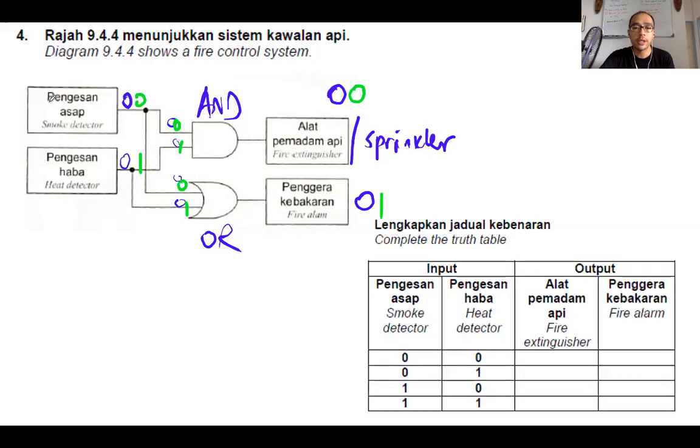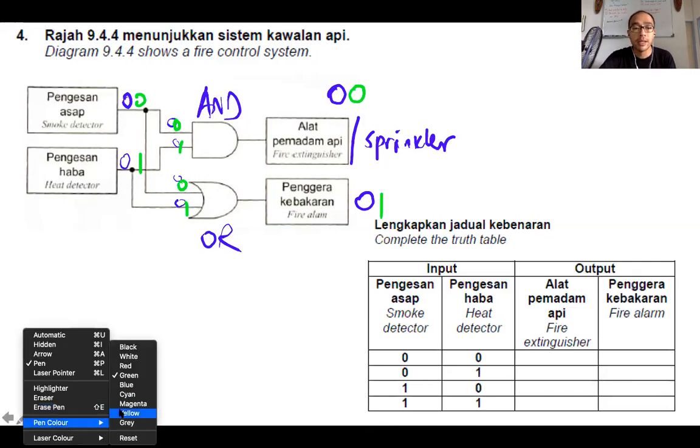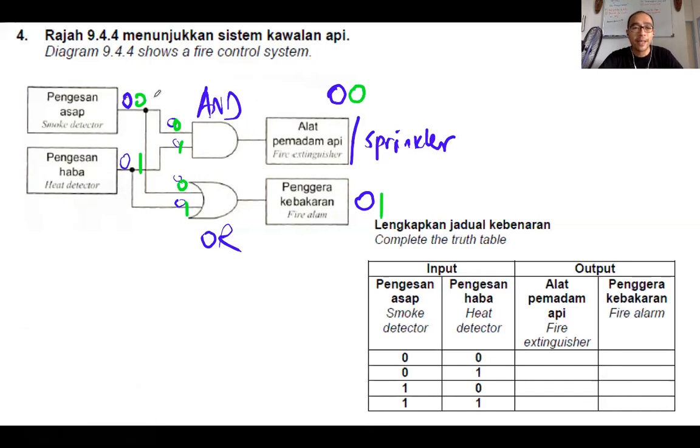Third situation is smoke detector 1, heat detector 0. This is strange, but it's possible. Ada asap tapi tidak panas. So 1, 0, 1, 0. Here will be 0. Here will be 1. It makes sense because ada asap tapi dia tidak panas. So should we turn on the fire extinguisher? What if it is not fire? It's just smoke, maybe from a cigarette. So it doesn't make sense to turn on the sprinkler yet. Jangan dulu pasang.